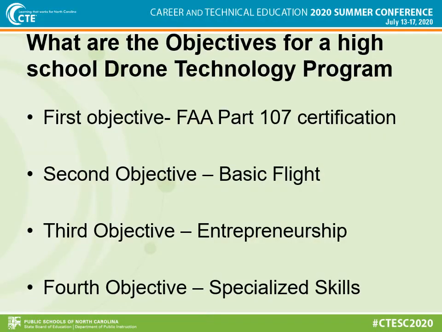As we begin this session, there are 4 objectives that we must keep in mind when we're focusing on a high school drone technology program. The first objective is leading the student to obtain his or her FAA Part 107 SUAS remote pilot certification. The second objective is teaching the student basic drone flight. The third objective is to prepare the student for possible entrepreneurship as a drone pilot in his or her own business. And finally, the fourth objective is to teach the students specialized skills so that they would have a competitive advantage over other entry-level drone pilots, enabling them to stand out when it comes to possible job career opportunities.